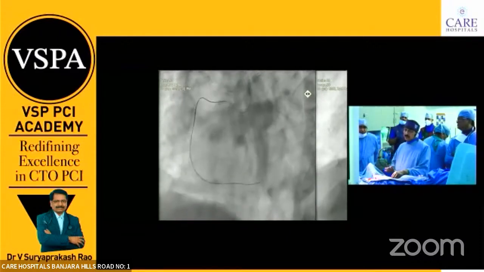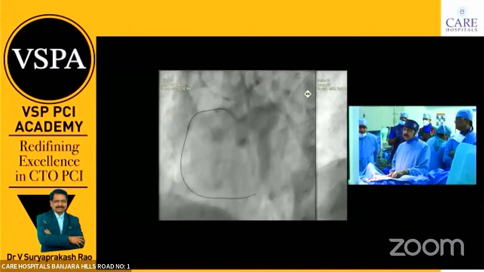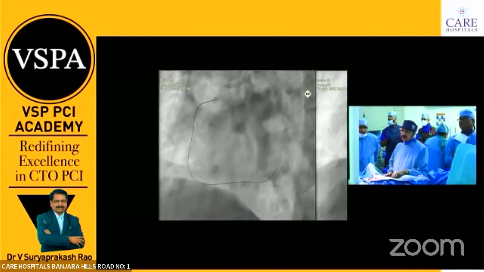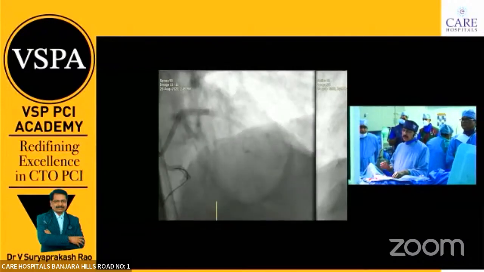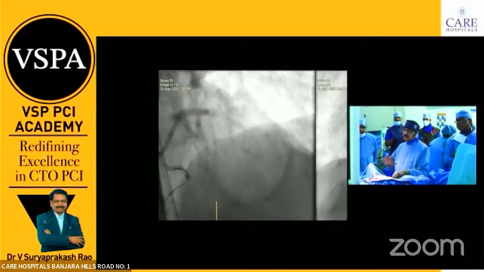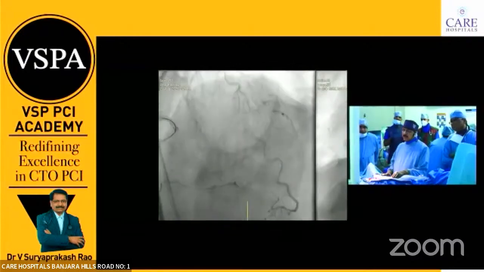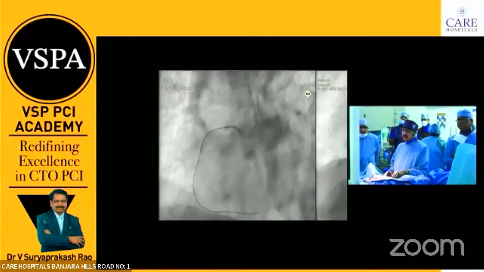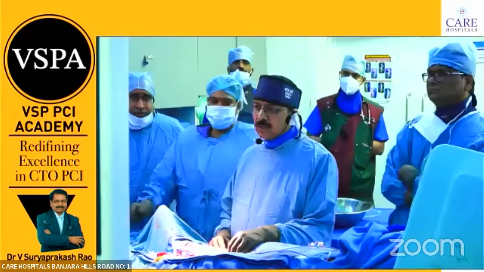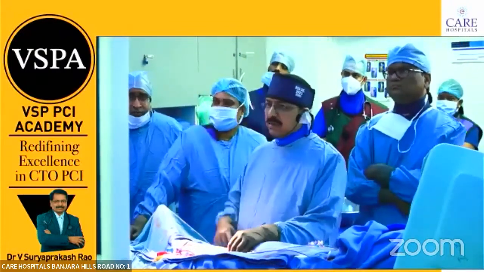It is not going. It's a very calcific lesion. If I try to push the Corsair here, everything will come out. So I decided on balloon trap. I took this thing out. I checked the left system. There's no damage to any collateral. That's most important. Then I dilated with 1.5 and 2 millimeter balloons. And I then did IVUS.